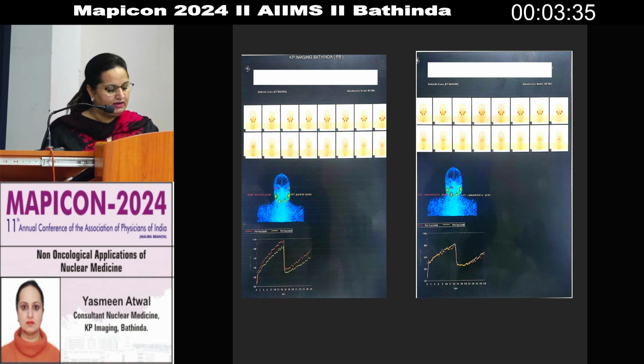These are the graphs that we create. Left one is of the parotid glands. The spike goes up, we give the lemon stimulus, it falls sharply. This is the normal thing that happens.